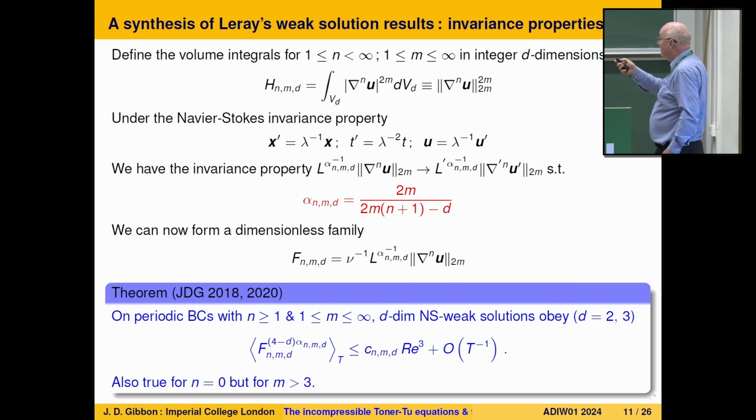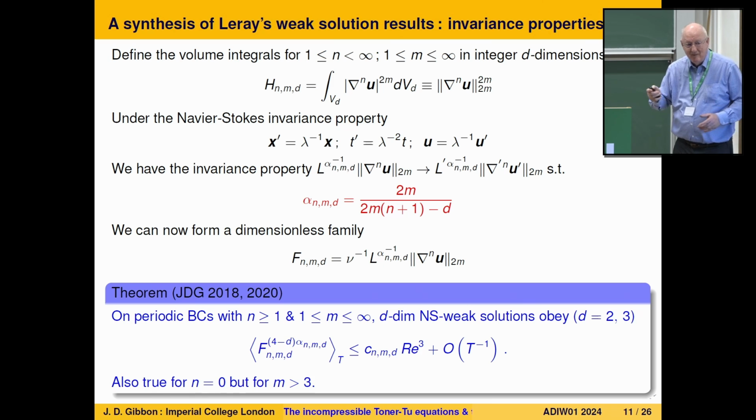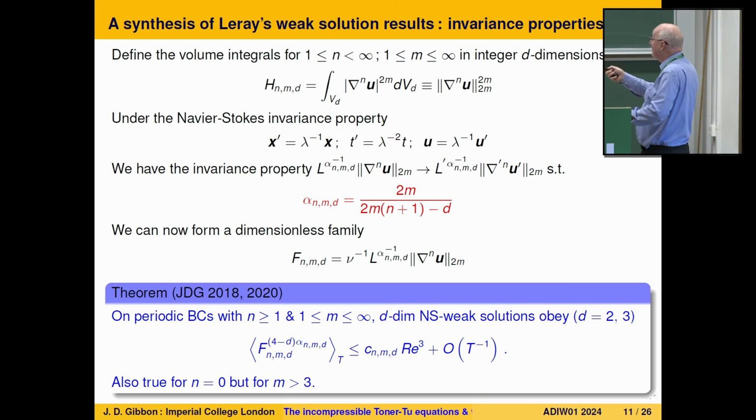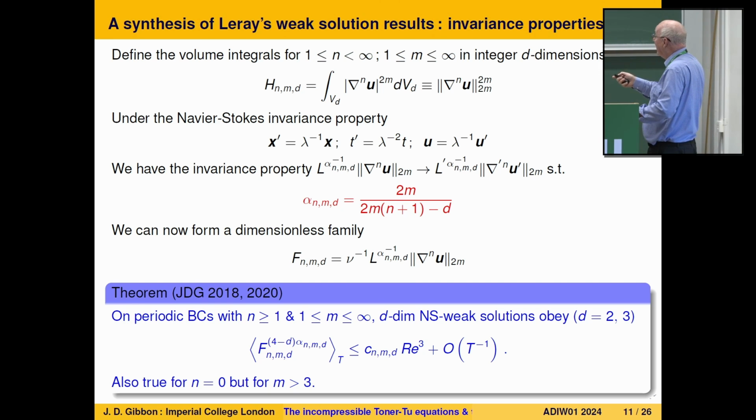Now, this is my own minor contribution. I'm going to synthesize all those results together in one line. Okay, so let's take the Navier-Stokes invariance property, and if we look at these objects here, these norms, with a power exponent 2m, you find that these norms with this L are invariant, and that this alpha here, which is going to crop up, and you'll see it in Toner 2, is 2m over 2m in n plus 1 minus the box dimension, which is really 3.